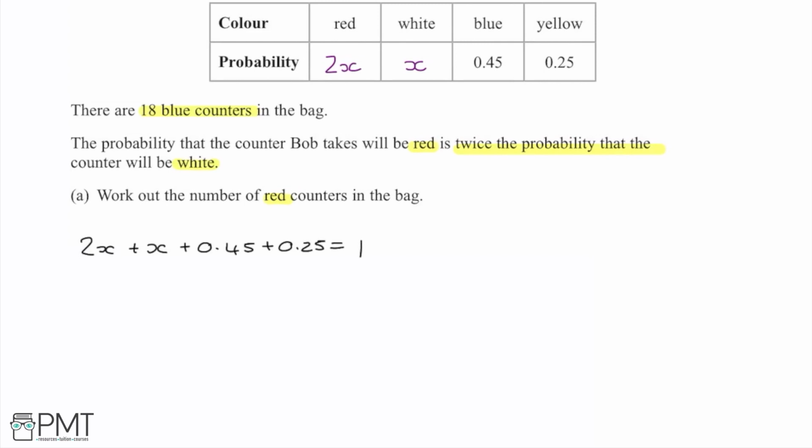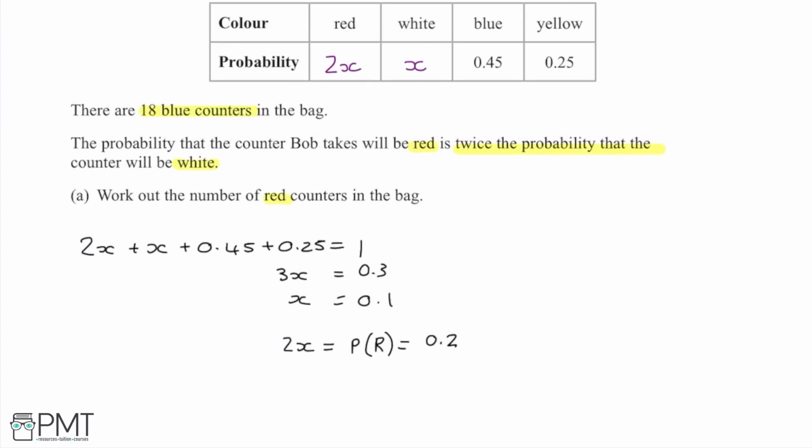And if we add these x's together, we get 3x is equal to 1 minus 0.45 minus 0.25. And that gives us an answer of 0.3. So we now know that x is 0.3 divided by 3, so 0.1. And the probability of the counter being red is 2x, so 2x is equal to 2 times 0.1, so 0.2. So we now have the probability that the counter is red.